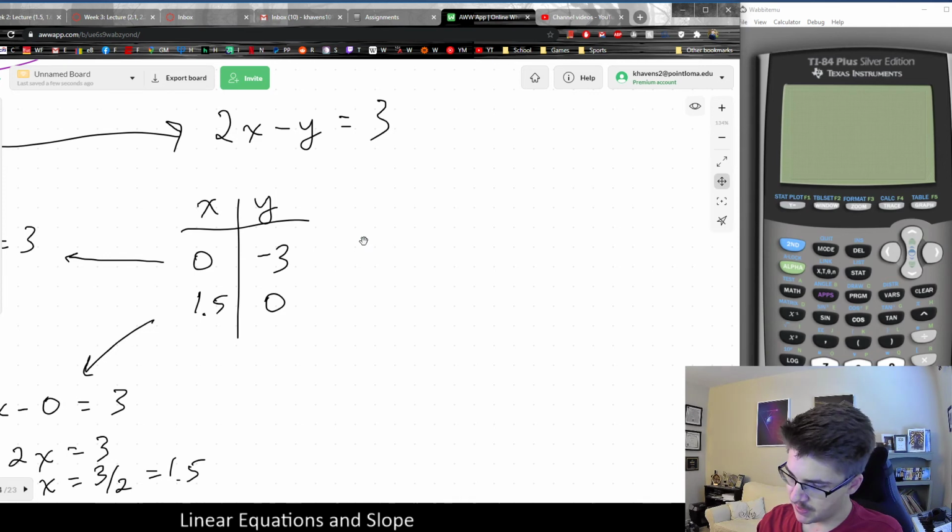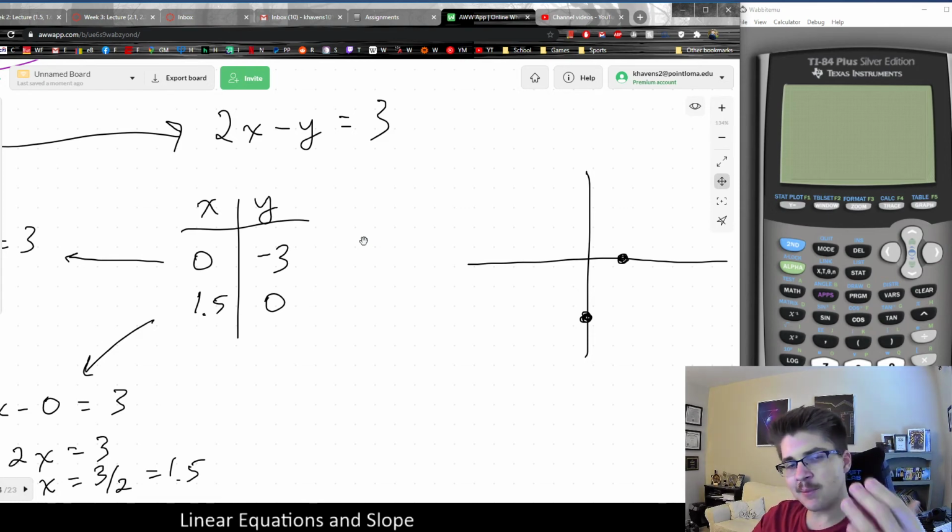But oops, I want to make a normal graph, not a t-table. So now, I have 0, negative 3, which is going to be my y-intercept, and 1.5, 0, which is going to be my x-intercept. And you might be wondering, should I be labeling my graphs? Should I be graphing tick marks and so forth? In general, yes, but sometimes I don't want these videos to take forever.